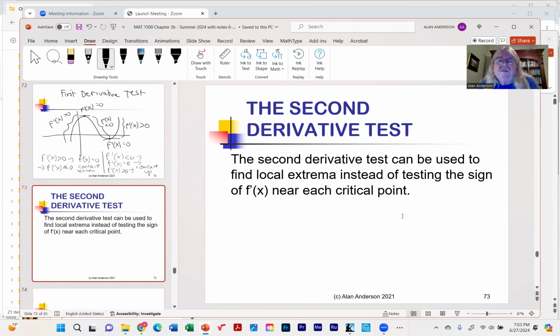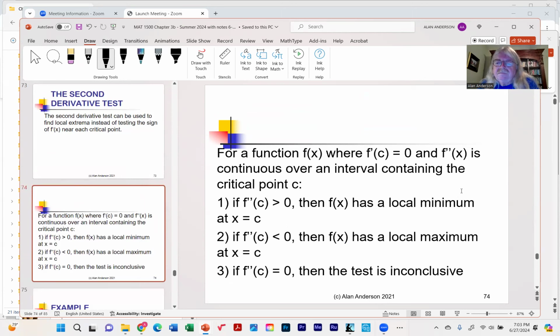So the second derivative test formally refers to the way we find extrema rather than the inflection point. What we're going to do is follow that pattern we just saw. First we identify our critical points, then we test them with the second derivative.